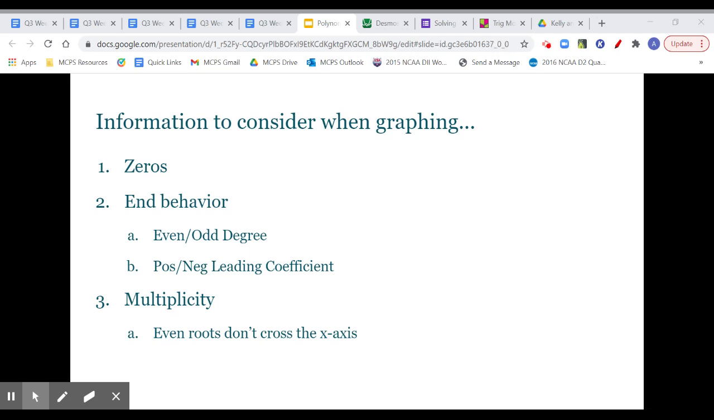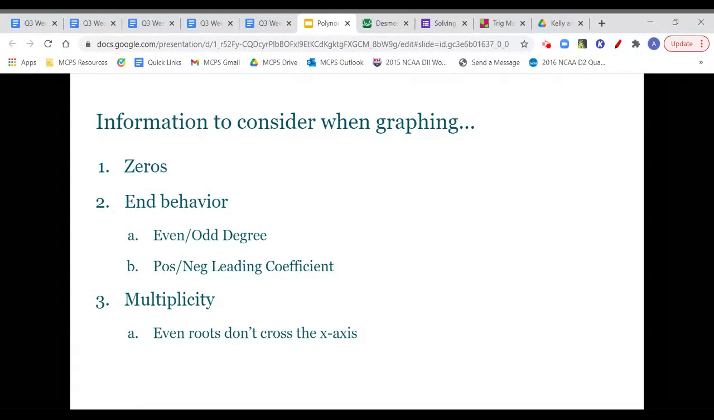Hi, Algebra 2 students. In this video, we are going to be doing a review of basically everything that we have done so far with polynomials. And this will be preparing us to take the polynomials quiz. The first thing we're going to talk about is graphing.